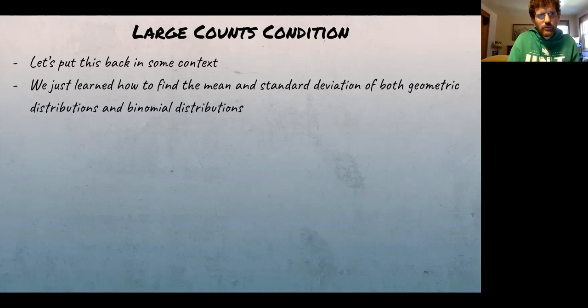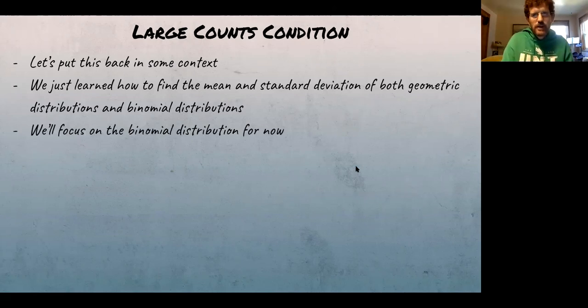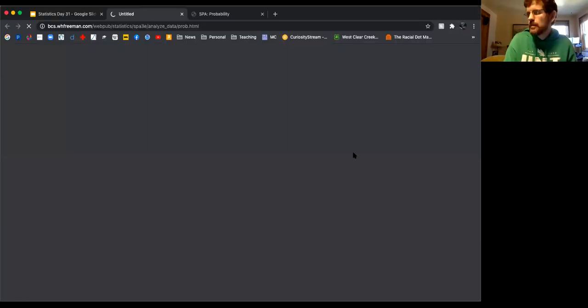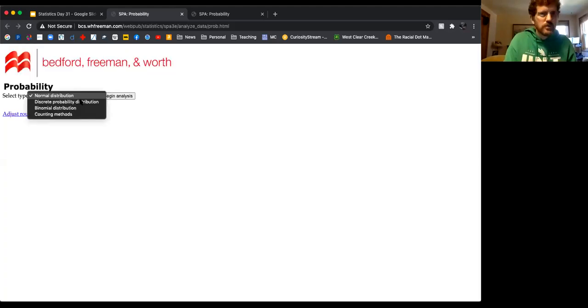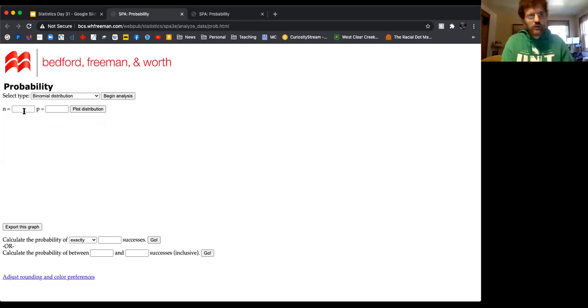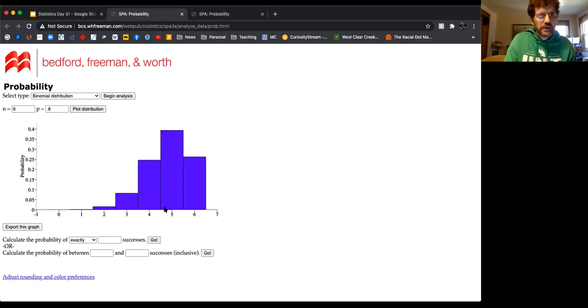We're going to put this all back into some context. We just learned how to find the mean and standard deviation of both geometric and binomial distributions. But let's focus on the binomial one. I'm going to go back to this one last time. Okay, so when I do this binomial distribution, I could have some number of trials. So we've been working with this right here. 6 trials with 0.8 probability, and this is what it looks like. Now, I think we can all agree it would not be appropriate to substitute a normal model for this, because it doesn't look enough like a normal curve. So let's try something different. What if we had 20?